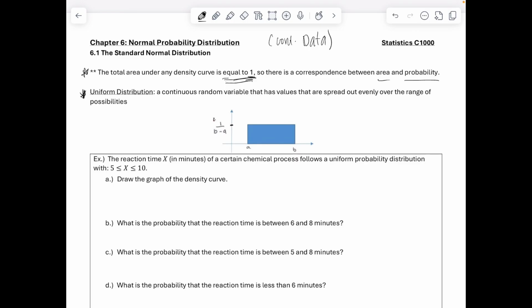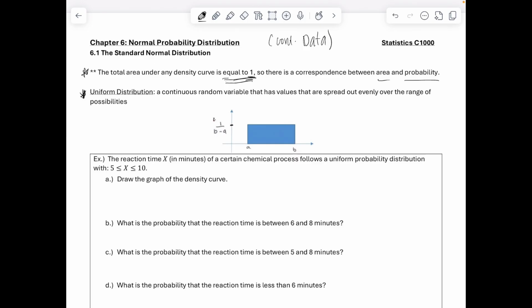The first type of distribution that we're going to talk about in Chapter 6 is the uniform distribution. This is a continuous random variable that has values that are spread out evenly over a range of all possibilities. A uniform distribution does not occur very often in real life. We mostly are going to see the normal probability distribution, but we'll get to that shortly. This one's just easier to start off and explain some key ideas with.